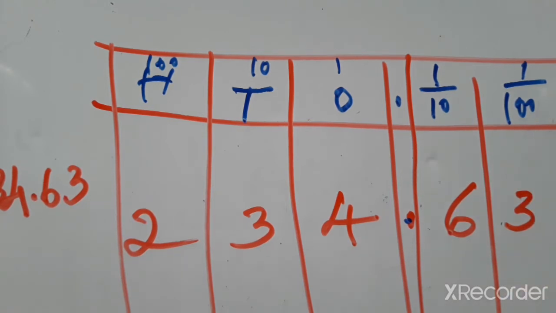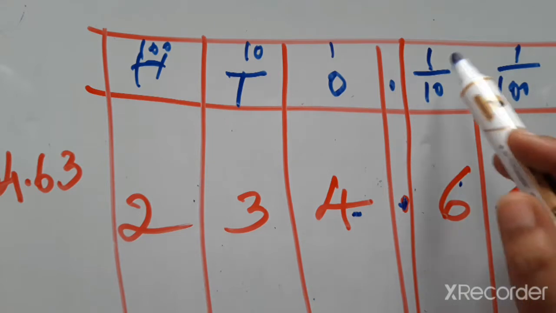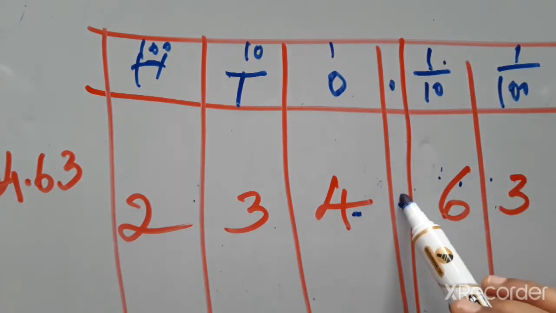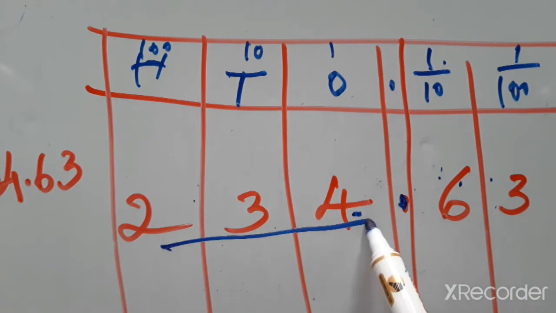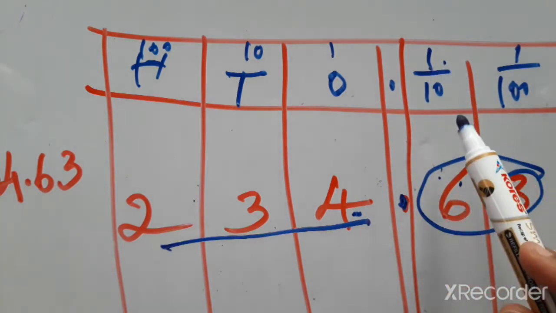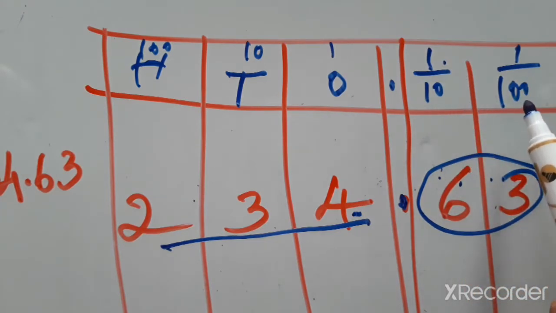So what is meant by a decimal? A decimal number can be defined as a number whose whole number part and fraction part are separated by a decimal point. Here 2, 3, 4 are the whole number part, and the 6 and 3 after the decimal point are the fraction part. The whole number part is till here, and 6 and 3 are the fraction part, the tenth and hundredth, separated by a decimal point.